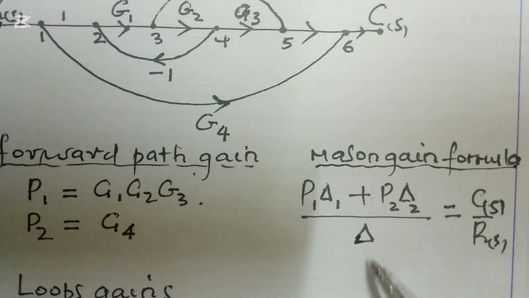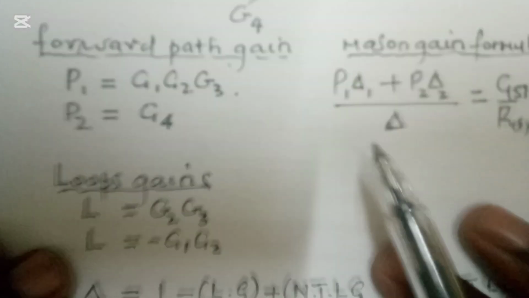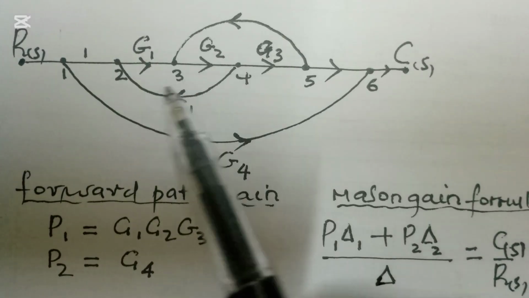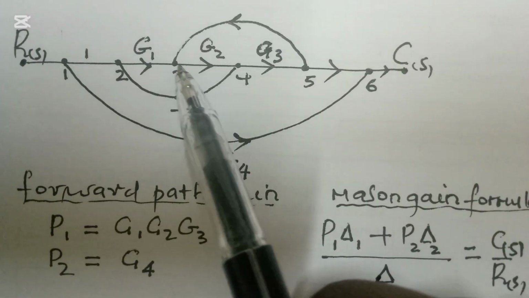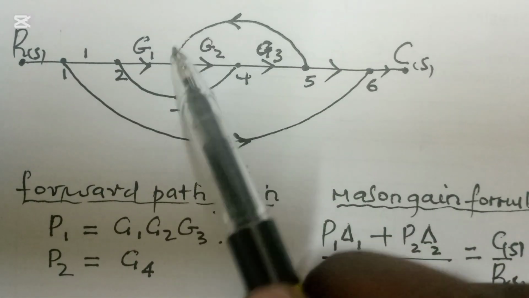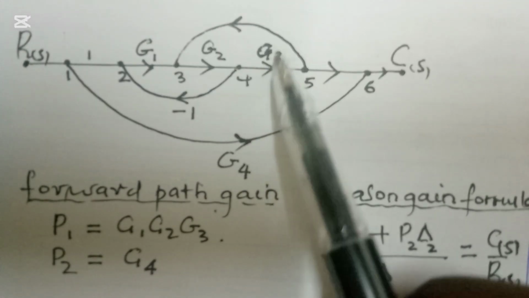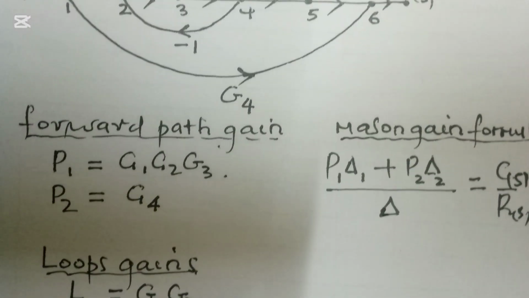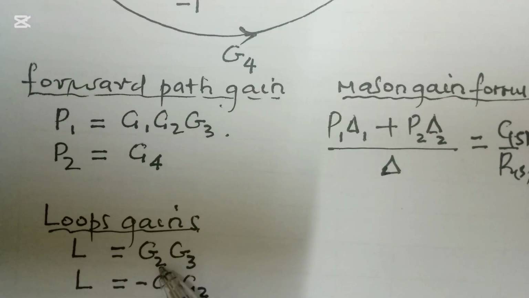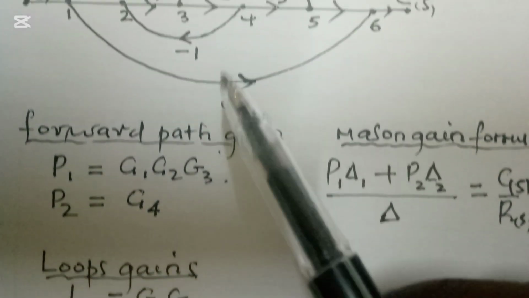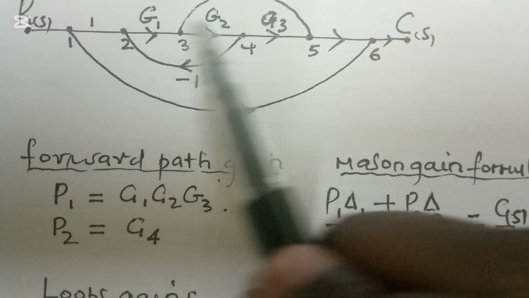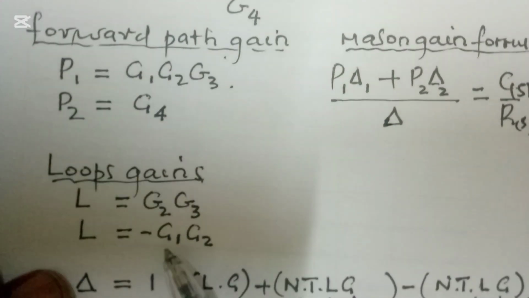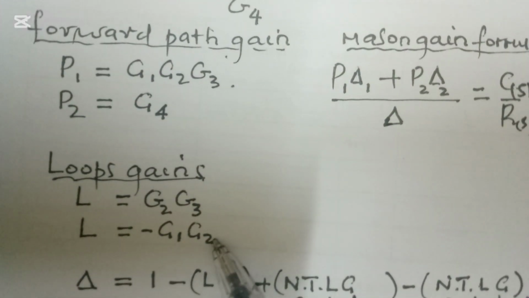Now guys, we go ahead and look for, before we go to the delta, the loop gains. For the loop gains, guys, we have only two loops here. One of the loops is this, which is G2, G3 multiplied by 1. This is now supposed to be illustrated by G2, G3. Then we have another loop here, G1, G2 and negative 1. So this is our loop.